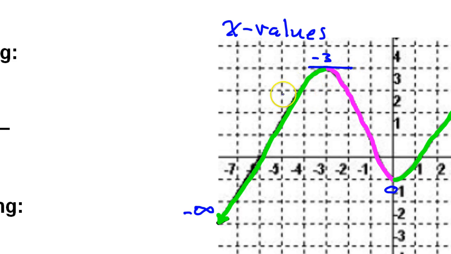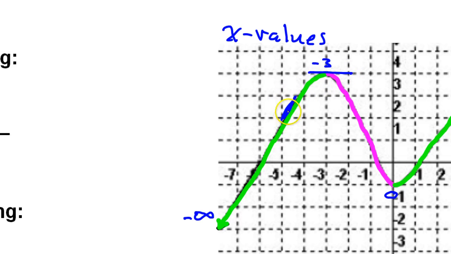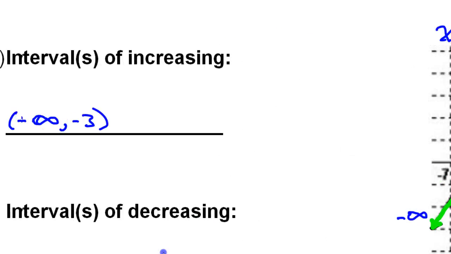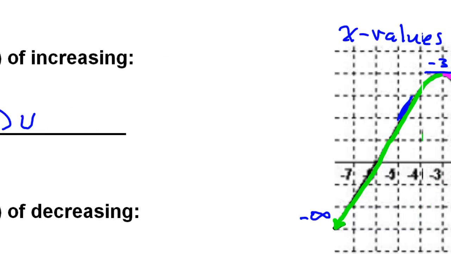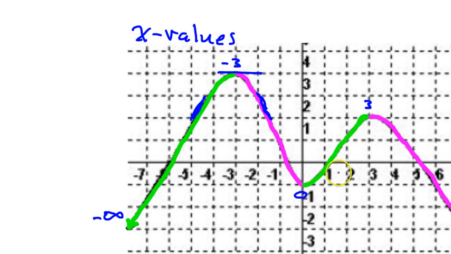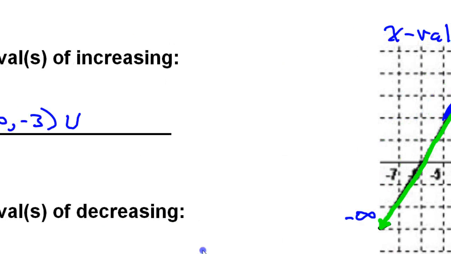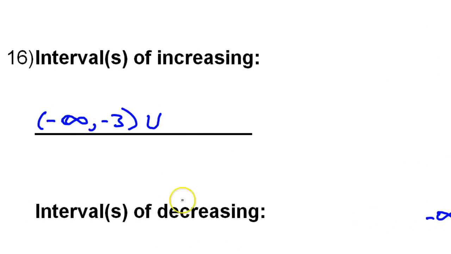It goes from an upward facing slope, positive slope, to later a negative slope. But right at the top, it's a horizontal slope. It's neither increasing nor decreasing at negative 3. So negative 3 doesn't get included, and we show that by leaving it round. But anyway, we have another interval, so we need that union symbol. So the other increasing interval goes from 0 to 3, as we discussed. So 0 to 3.